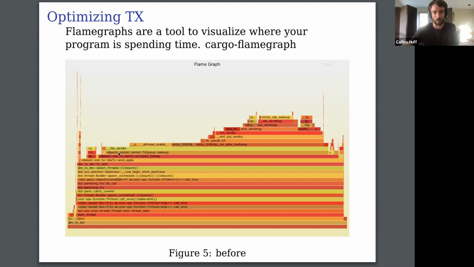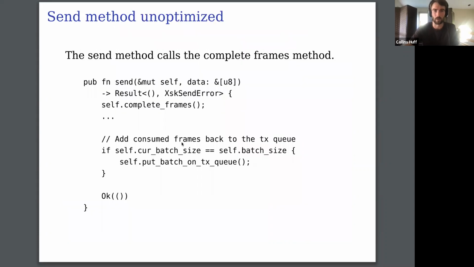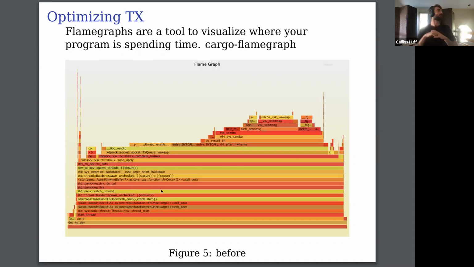Anyway, what we're looking at is the TXQ wake up. It's spending a ton of time in this, and we're not really sure why that is. So there's one more thing I need to say about AF_XDP. I talked about how to send packets: you write frame addresses, you write data to frames, and put the frame addresses on the TXQ.